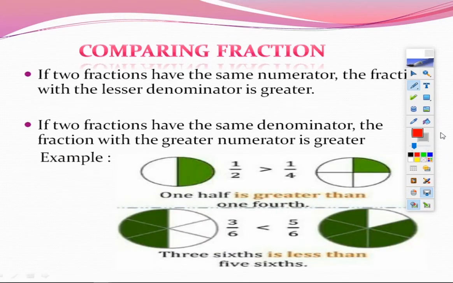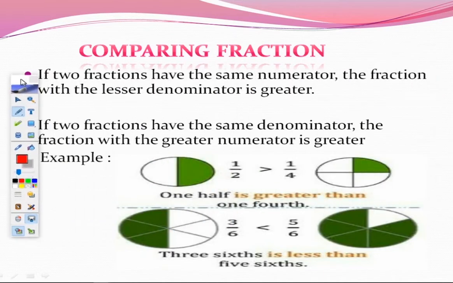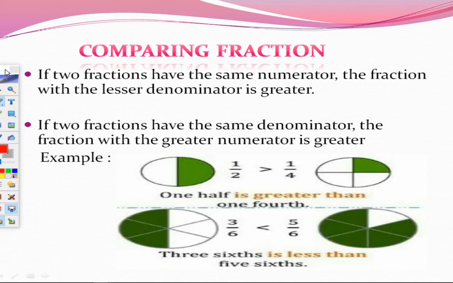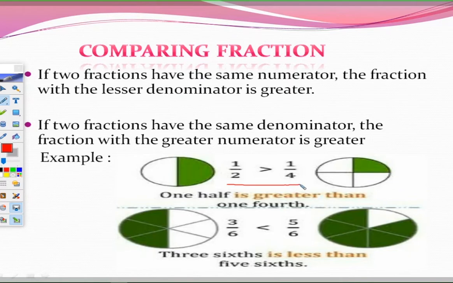Comparing fractions. If two fractions have the same numerator, the fraction with the lesser denominator is greater. So you can see one example here. 1 by 2 is greater than 1 by 4. In this fraction you can see, children, that the numerator is same, that is 1. So the fraction which is having the same numerator, the smaller denominator becomes the greater fraction. So 1 by 2 is greater than 1 by 4.